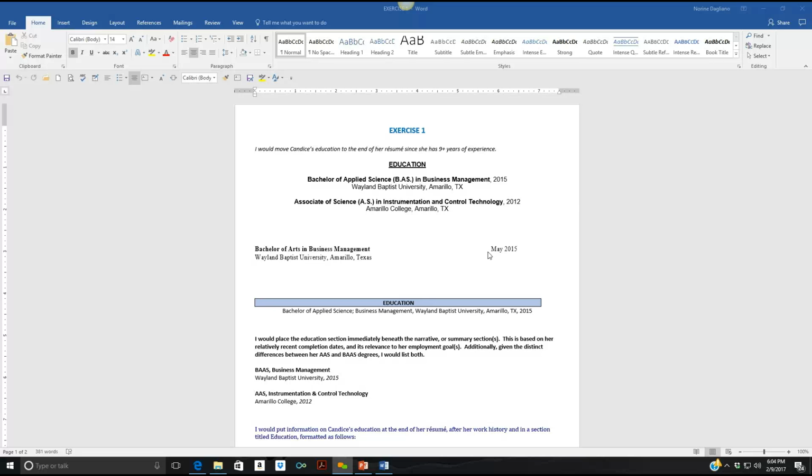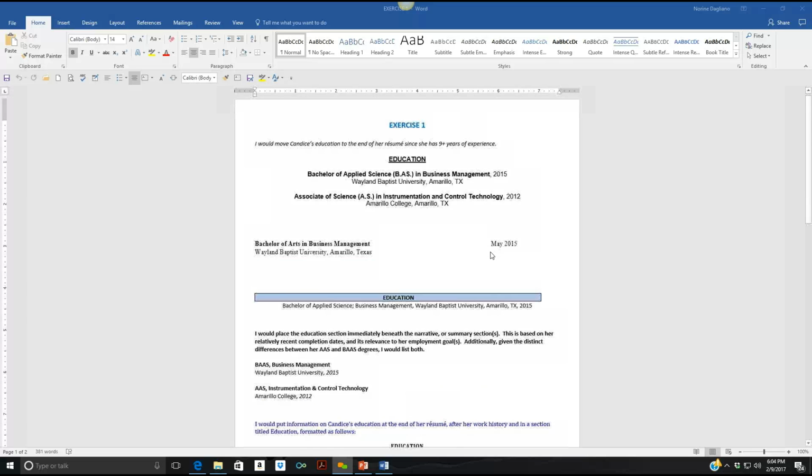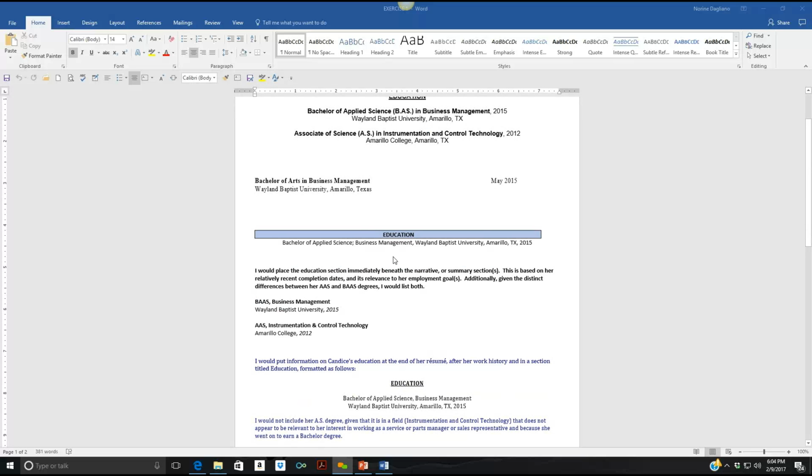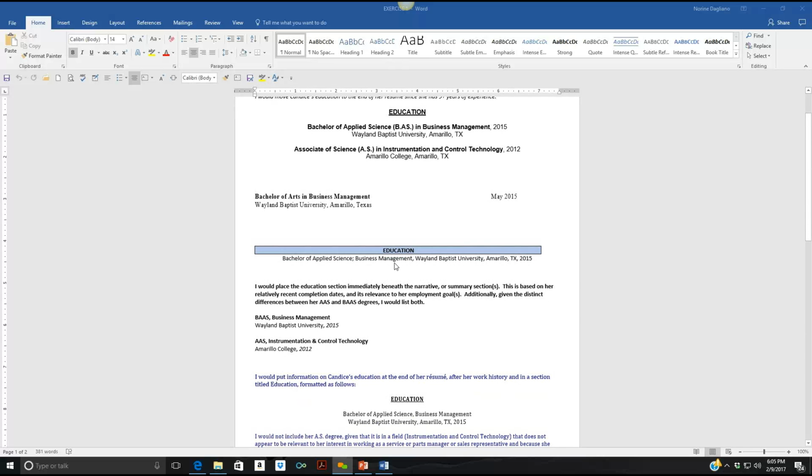We're going to talk a little bit more when we get to the formatting about actually getting this over on the right margin. The next example here uses a nice shaded headline. And again, this writer chose to just focus on the Bachelor of Applied Science degree with the date and the college. And again, when we get to the lesson on formatting, we'll talk a little bit more about how to create a little more white space here between the heading and the information that's under that.